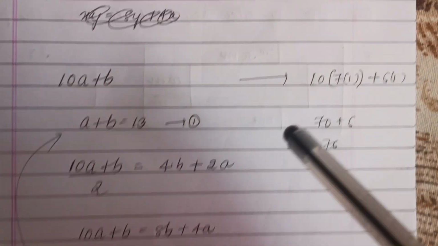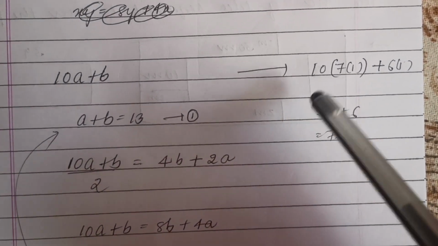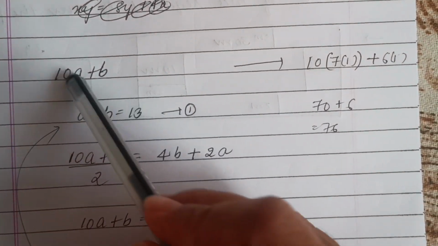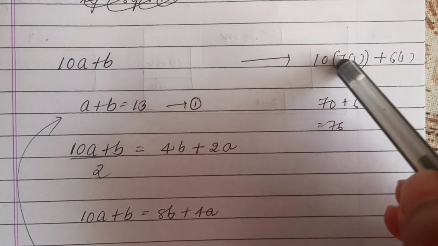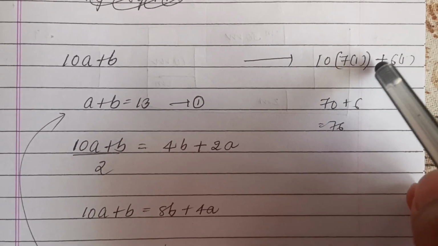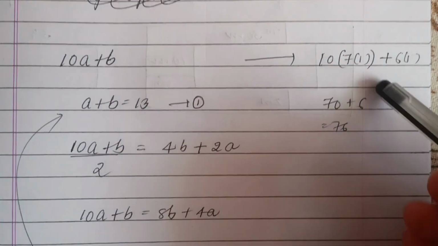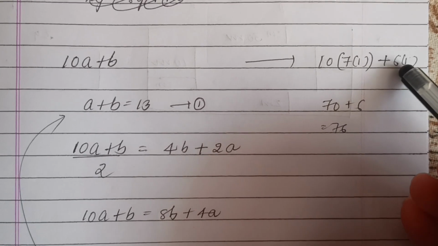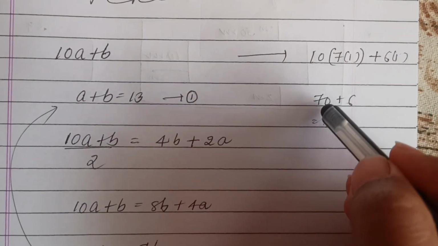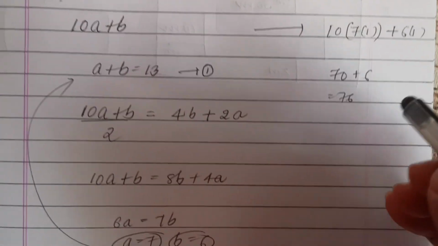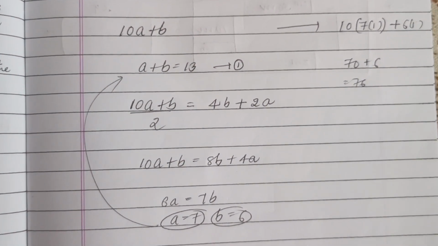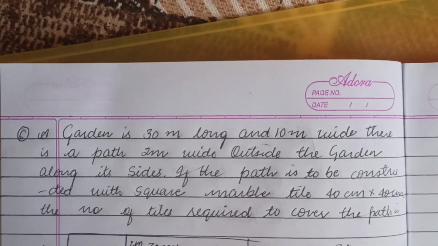Let's check the number then. Here I have written 10 and the value of a, that is 7 units, and u is equal to 1, so I have written 1 here, plus this b will be 6 units. So 10 times 7 is 70, plus 6, that will be equal to 76. So this is the 2-digit number. Let's get into the next question.